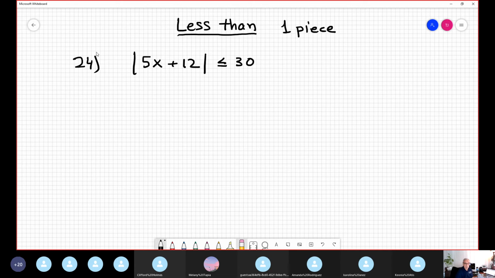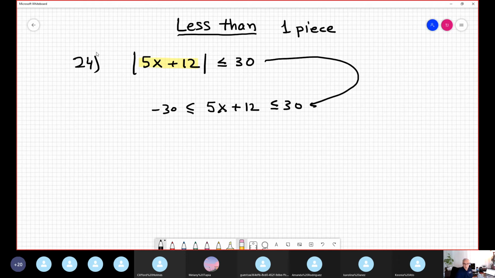How do you express that? You copy the expression inside the bars only one time, and you put less than or equal 30 and greater than or equal negative 30. That's it. And you convert this inequality into another inequality, a compound inequality.